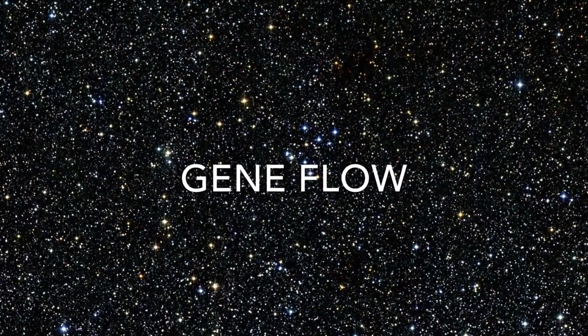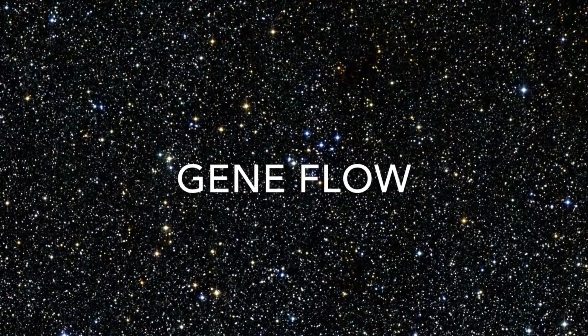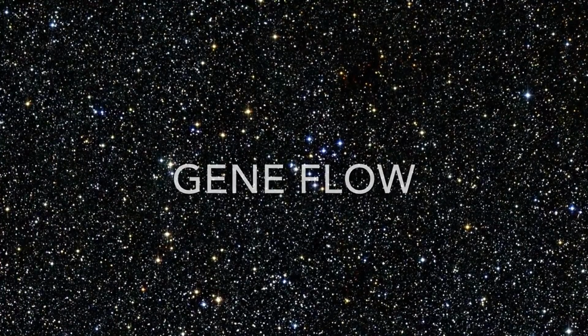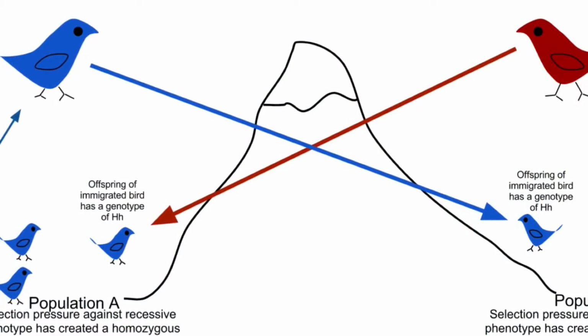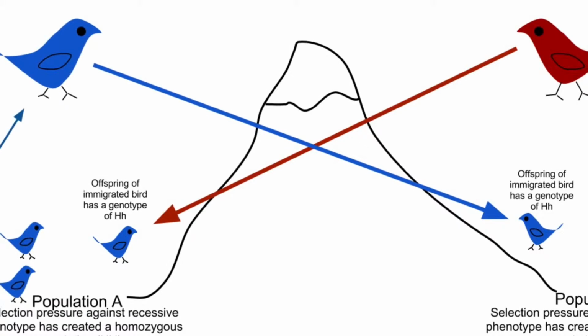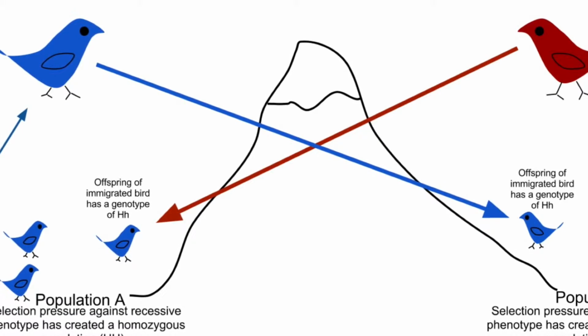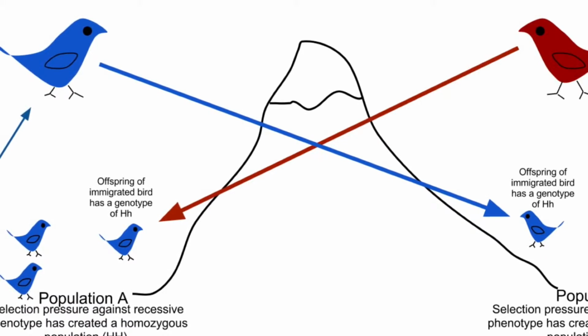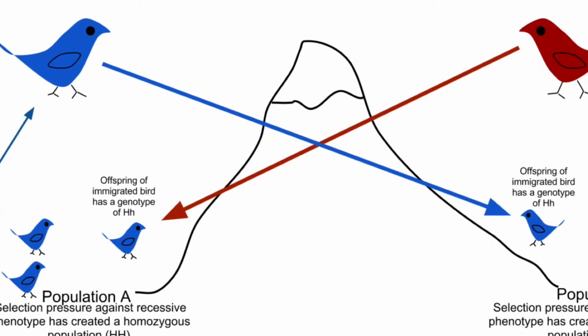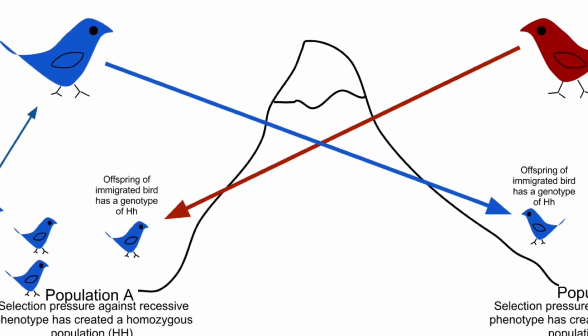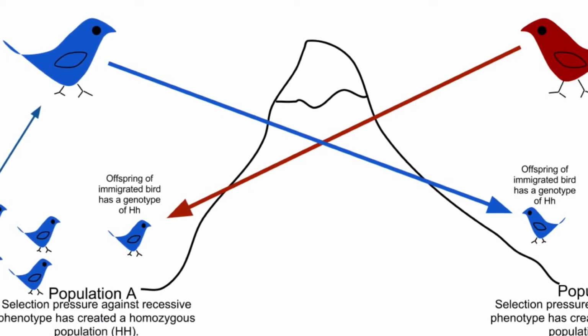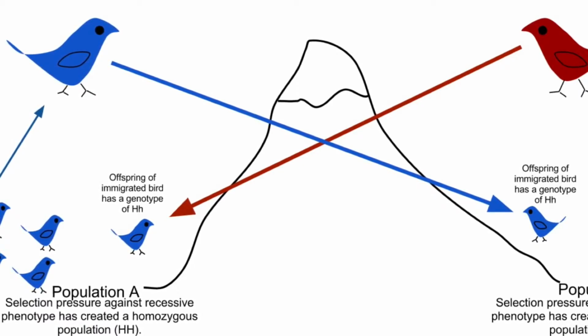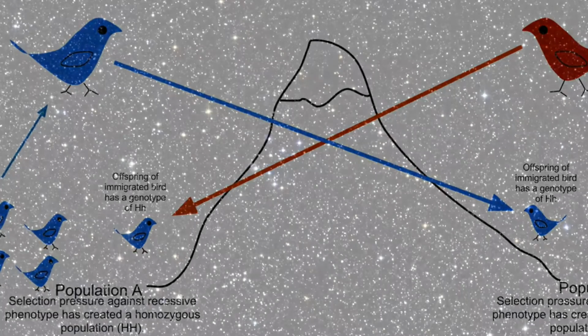Now, gene flow, also known as migration, is the transfer of genes or alleles from one population to another. So in this picture, you can see how a bird from one population migrated to the other side of a mountain and carried its genetic material to the other population. Most likely in these situations, the genetic material that is being brought to the new population is not currently there, so it creates a source of genetic variation.